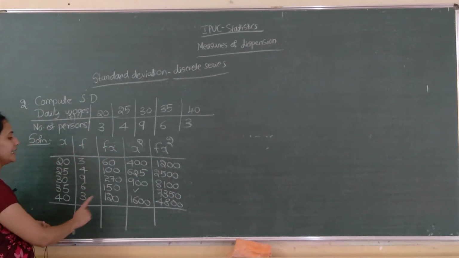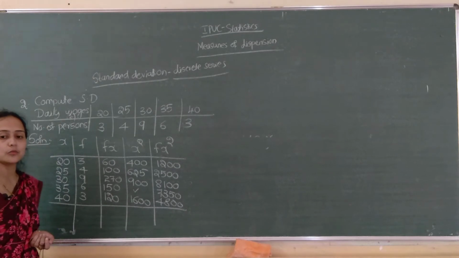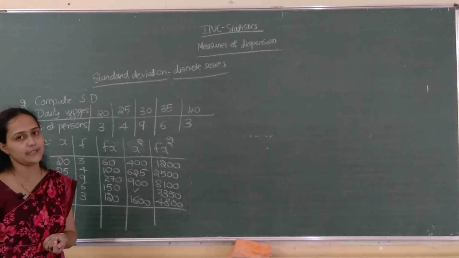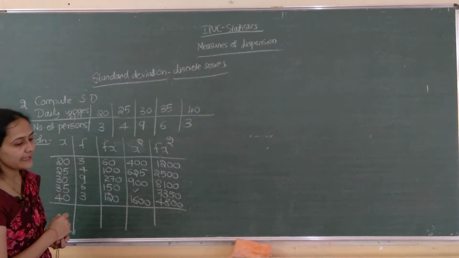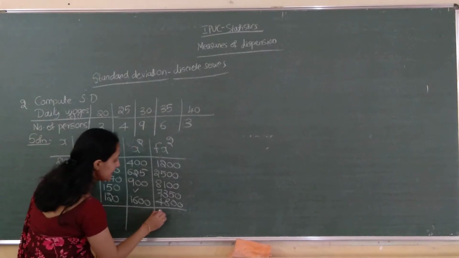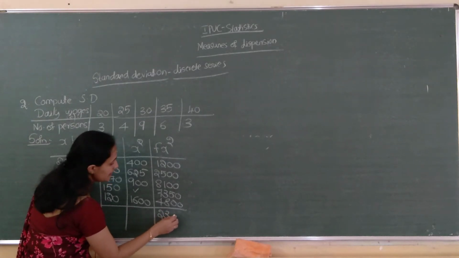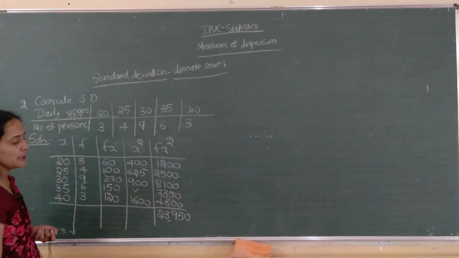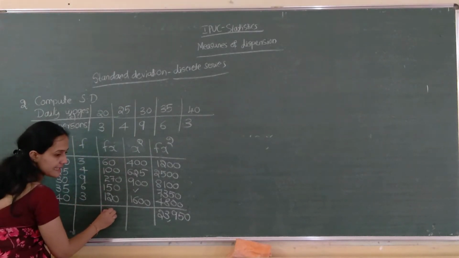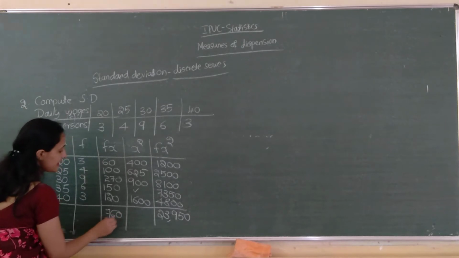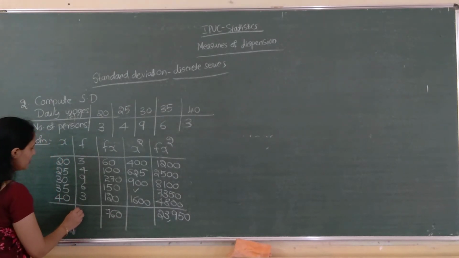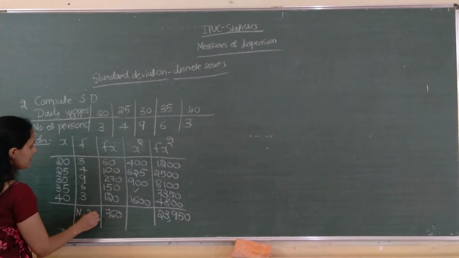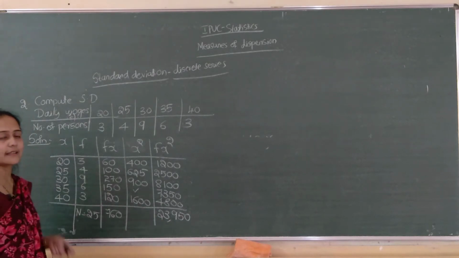The totals of f x and f into x square are required. Sigma f x square is 23,950. Sigma f x is 760. Total f is 25. This many totals are required.